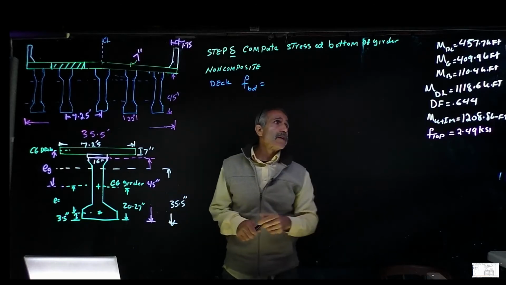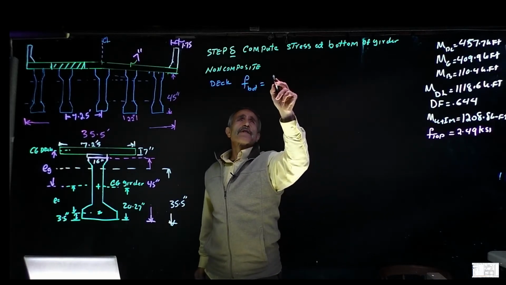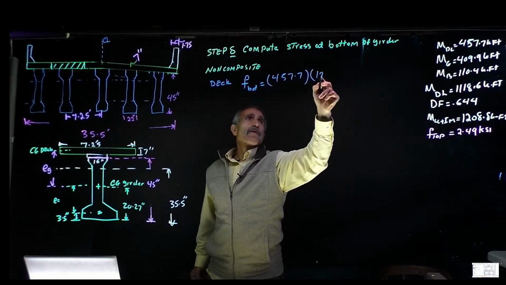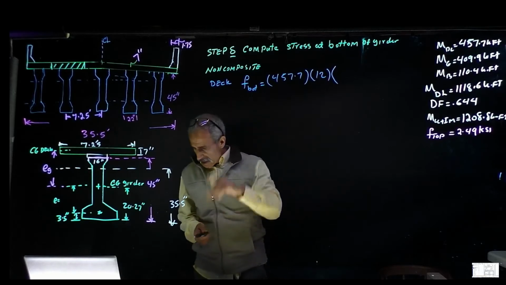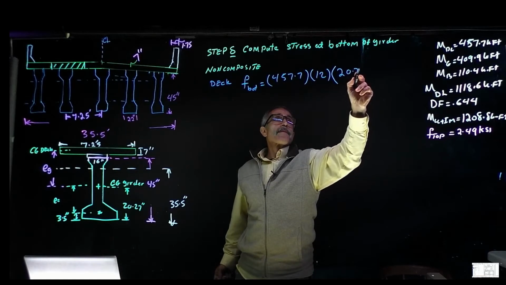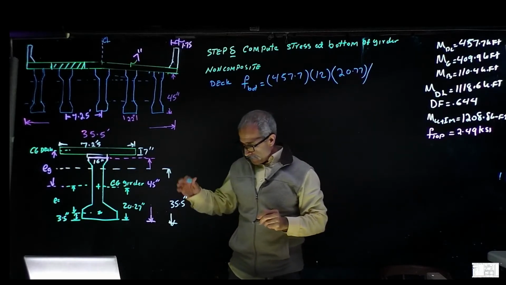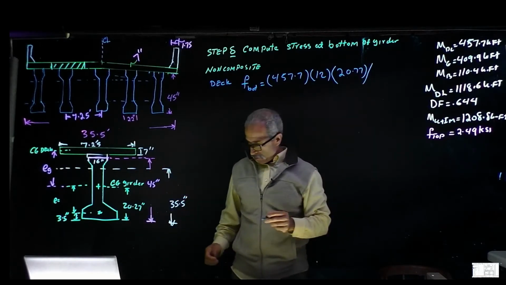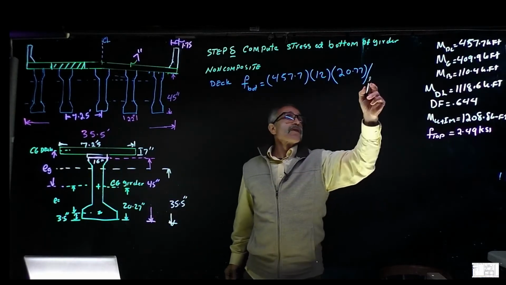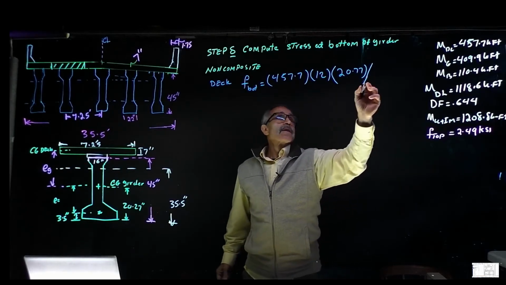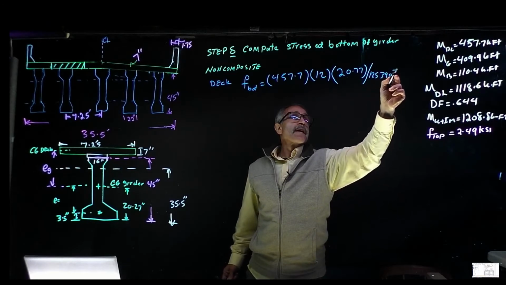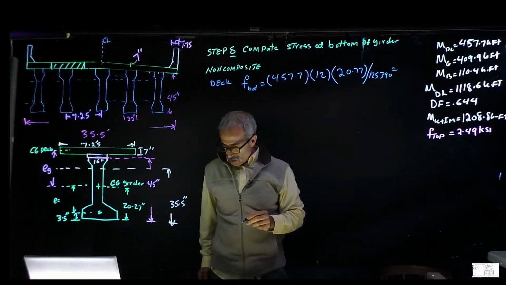First, we're going to do the deck, which is going to be 457.7 times 12, and then times C. Our C is going to be the same as before, 20.77, and divided by the girder moment of inertia, because this is non-composite. So it'd be 125,390, and that comes out to 0.89 KSI.